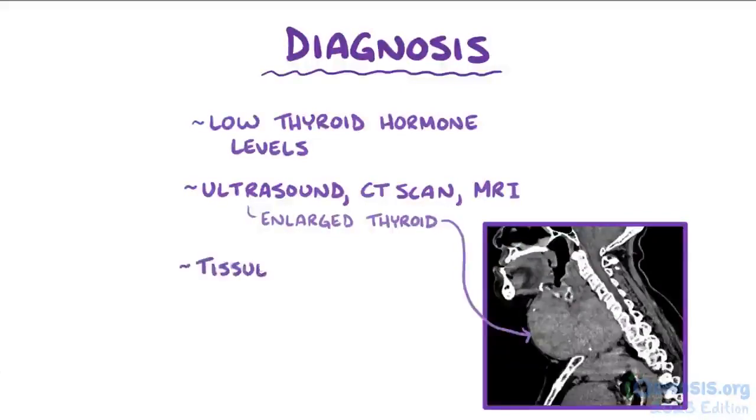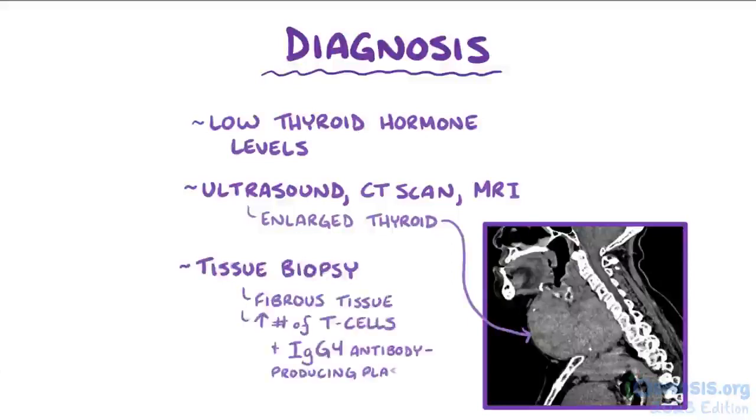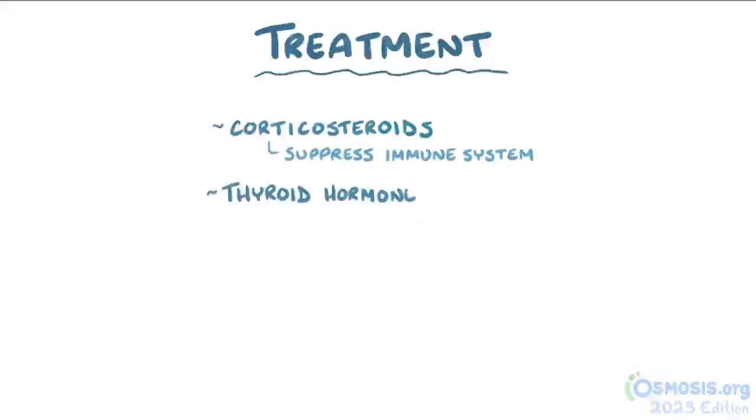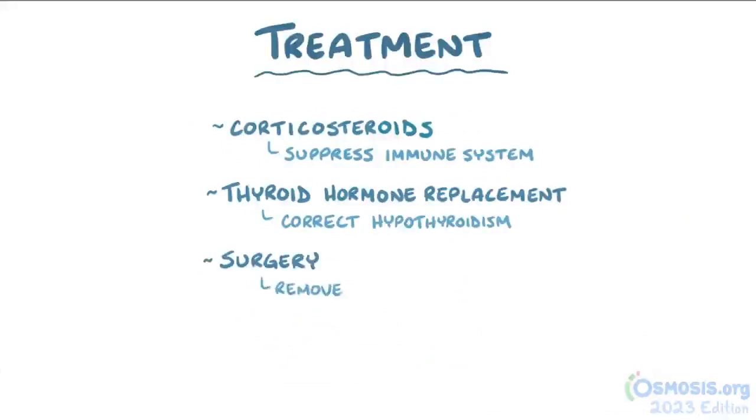structures. A tissue biopsy usually shows lots of fibrous tissue along with a large number of T cells and IgG4 antibody-producing plasma cells. Treatment of Riedl's thyroiditis includes corticosteroids to suppress the immune system and thyroid hormone replacement to correct hypothyroidism. Surgery may be done to remove a goiter, but it can be difficult if it's spread to nearby structures.